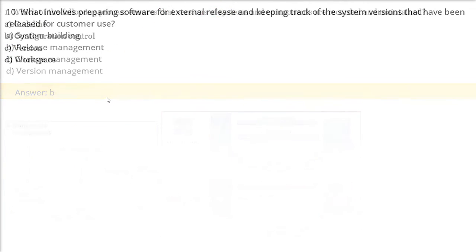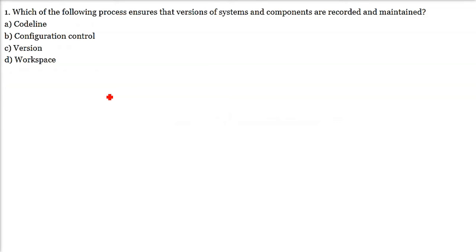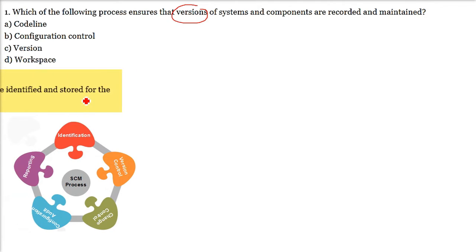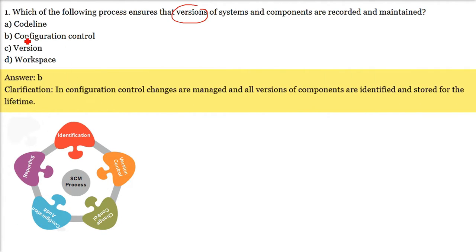Which of the following process ensures that versions of system and components are recorded and maintained? Again, we are talking about versions. So old version, new version, present version. So what will be the answer here? The answer is configuration control.